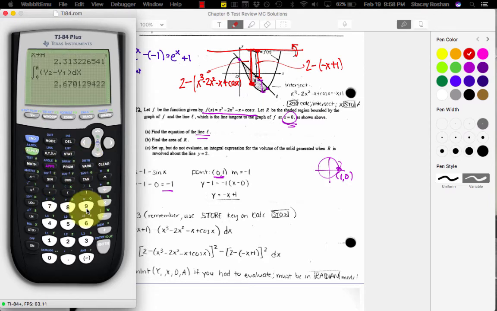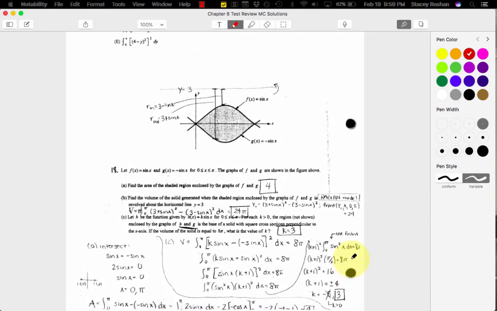So math 9, fnInt, again, we're going from 0 to a, and this time I am doing parenthesis 2 minus y1 squared minus 2 minus y2 squared, and I still have dx. And so that is going to be the answer to my volume question, 17.013 pi, or you can multiply by pi at this point. Either answer is great. The other question that I wanted to go over was number 18.